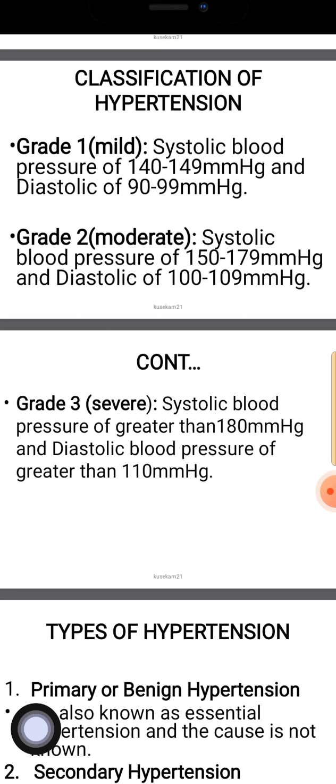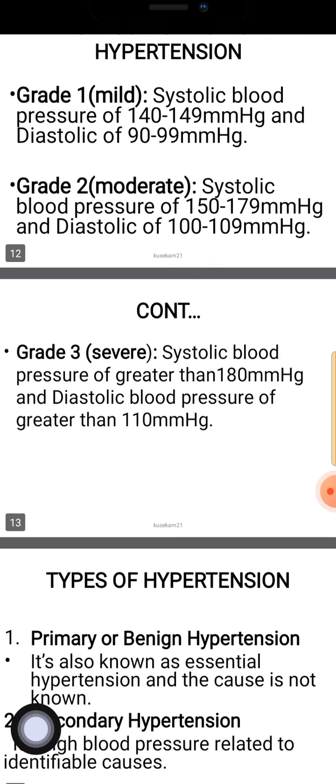Classification of hypertension, we have grade 1, or sometimes we can call it mild. On this one, the systolic blood pressure is 140 to 149 millimeters of mercury. So when you are measuring and you come out with this range of systolic, it means that person may have mild or grade 1 hypertension. Then diastolic of 90 to 99, that one is falling under grade 1 or mild hypertension.